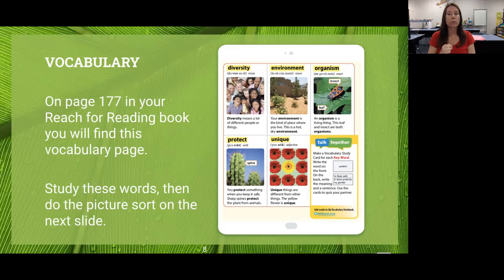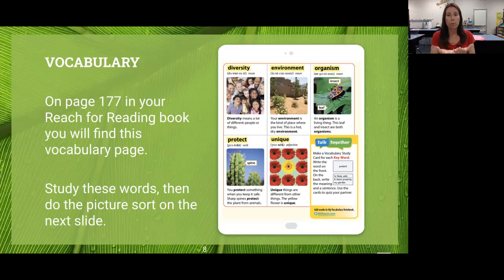Okay, by now you should have gotten your Reach for Reading book and you're turning to page 177. We're going to look at these vocabulary words. Now you're going to have an assignment on the next slide to do a picture sort. So you're going to sort some pictures into the correct column with the correct vocabulary word. Okay, but first we need to study these words. We need to figure out what they mean. All right, then we're going to do the picture sort.